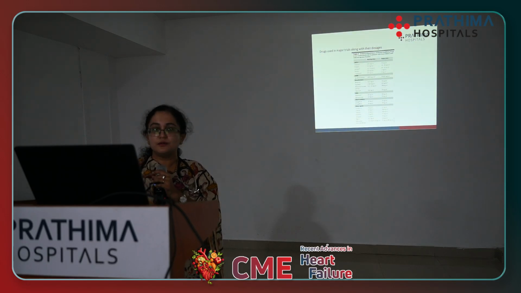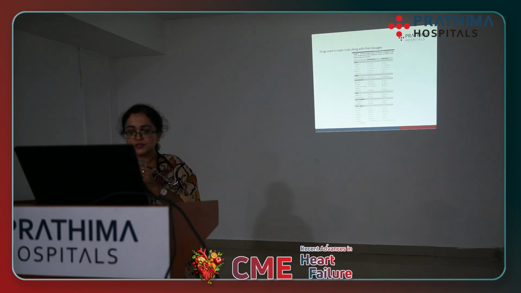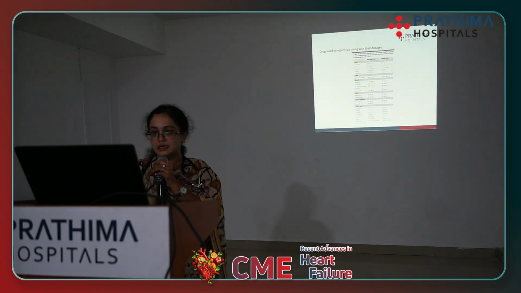Enalapril, we already know, is an age-old drug which can start with the smallest dose of 2.5 mg BD, and it can go up to 20 mg BD. Ramipril, usually we give 2.5 mg to 5 mg BD. And ARNI, which starts from 25 mg BD, we can go up to 200 mg BD. Bisoprolol, carvedilol, we are already well versed with the dosage of each drug, and probably we can start accordingly.